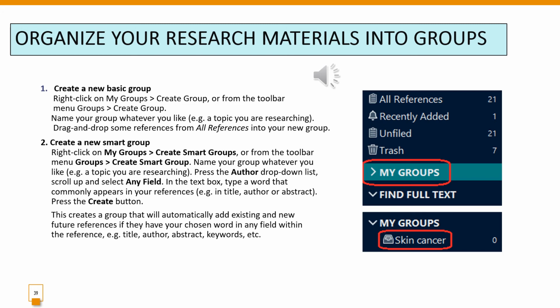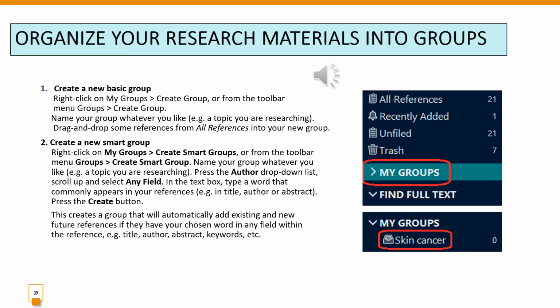To create a new basic group, right-click on My Groups, then Create Group, or from the toolbar, click on Groups, and then Create Group. Give your group a name, such as something related to your topic, and then you can drag and drop references from All References into your new group.